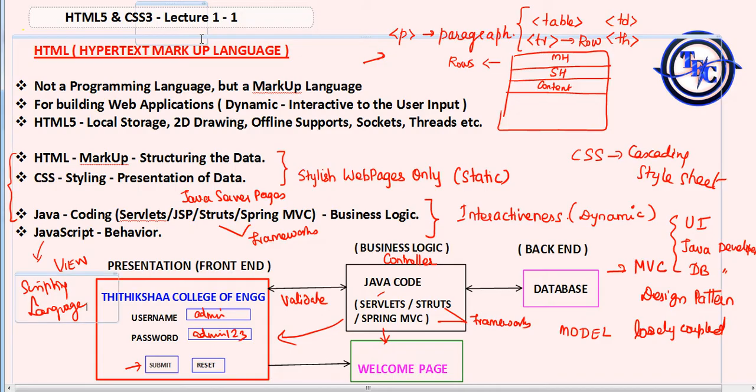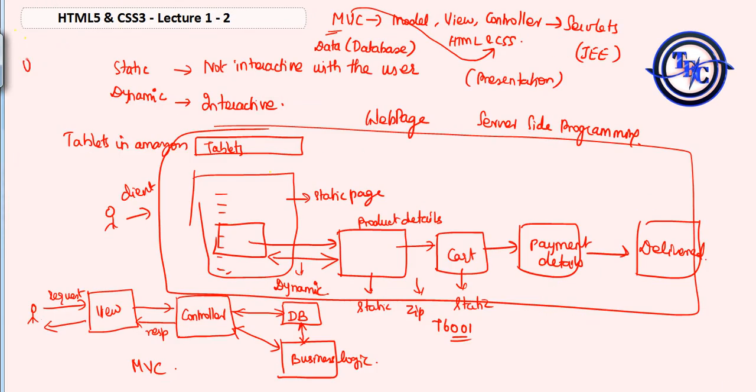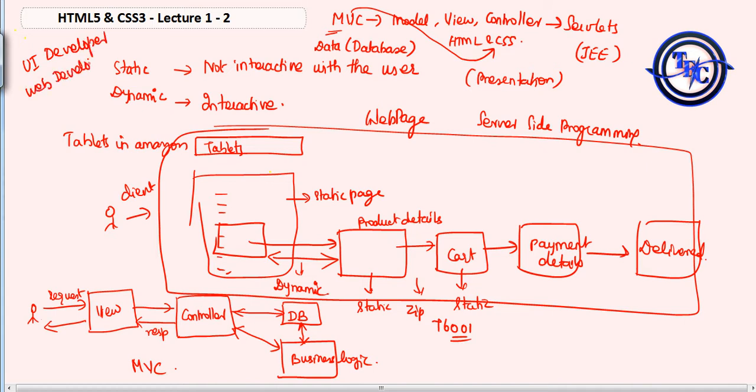You have two types of developers. One is called a UI developer, another one is called a web developer. Similarly, you have two parts. One is called web designing, and another one is called web development. So web designing is static, but web development is dynamic. UI developers know to work only with web designing.